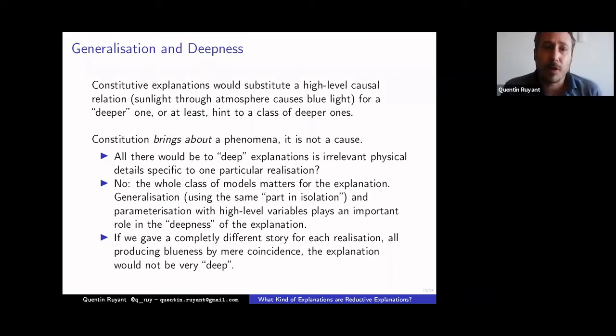Now there are problems for this way of thinking, I think. It seems that if we only hint to a deeper explanation, this deeper explanation does nothing more than fill in irrelevant physical details that are specific to one particular realization. But, just to repeat the point I made before, the whole class of models seems to matter for the explanation. The fact that we generalize, that all models use the same parts in isolation, and that we parameterize models with high-level variables seems to play an important role in the deepness of explanation.